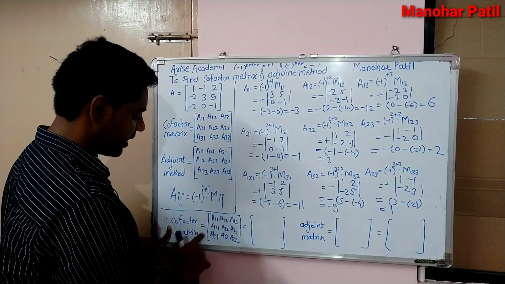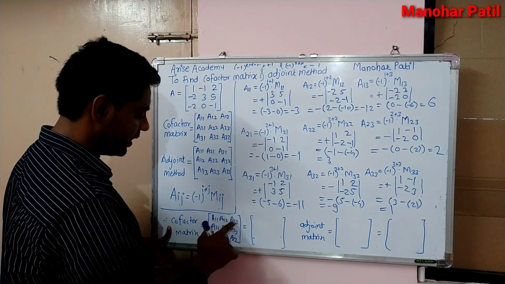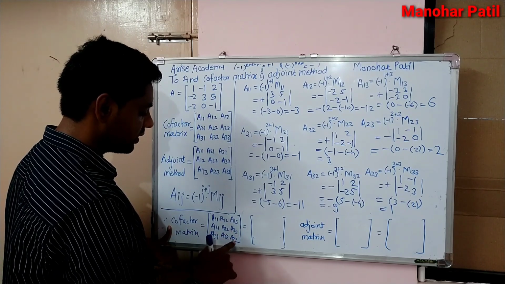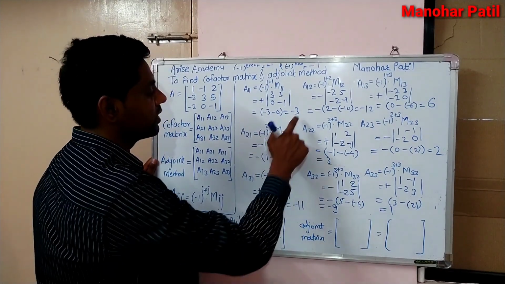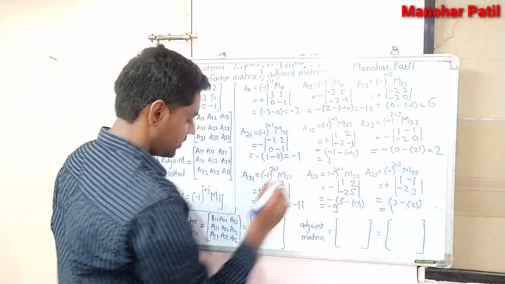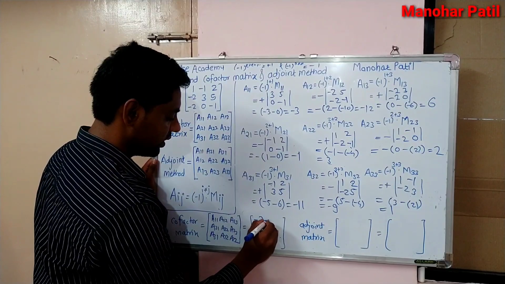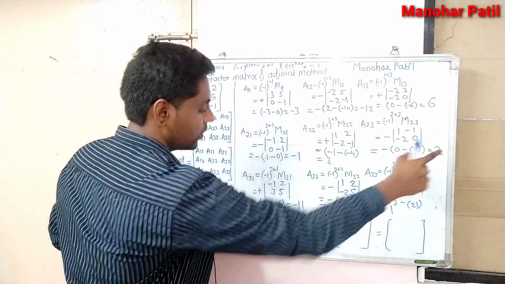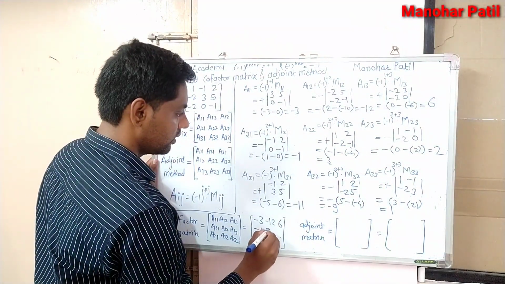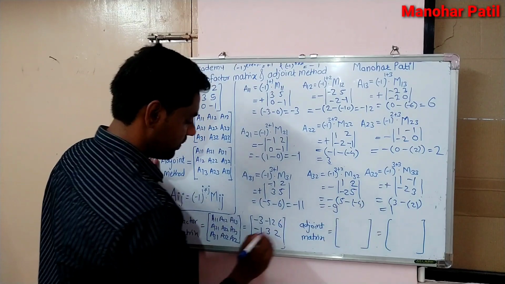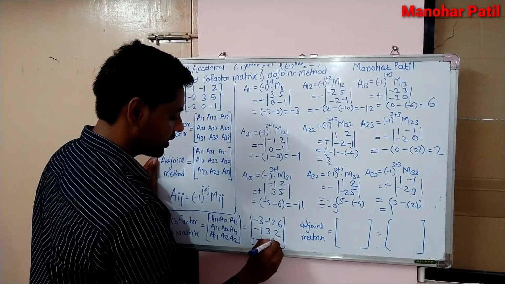We know the cofactor matrix is A11, A12, A13, A21, A22, A23, A31, A32, A33. Write down the elements. So A11 element minus 3 minus 12 6. Next minus 1 3 2, and minus 11 minus 9 1.